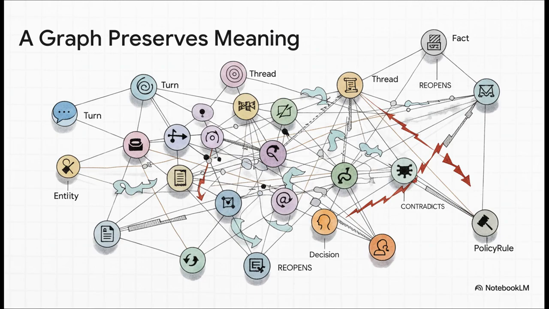And just look at the kind of power this gives you. In a graph, a node can be anything. A conversational turn, a company policy, a fact. And the connections between them can explicitly say things like, this answers that, or this contradicts that. This is how you actually preserve meaning.